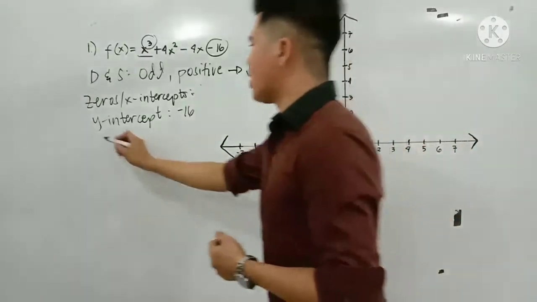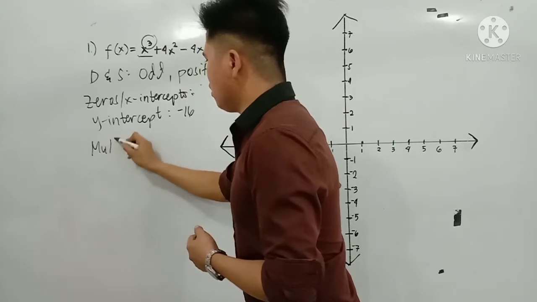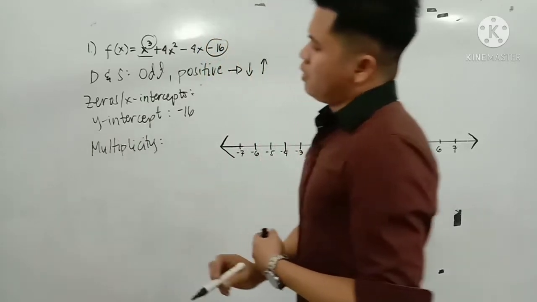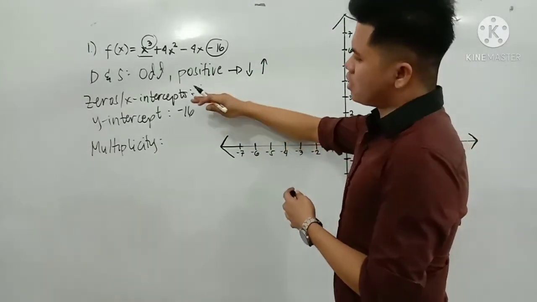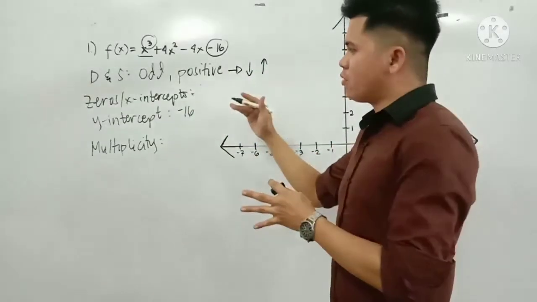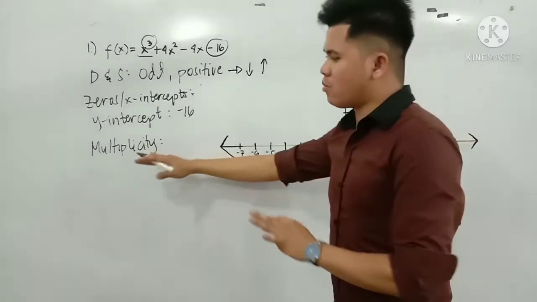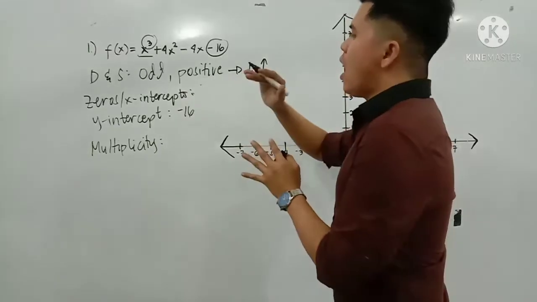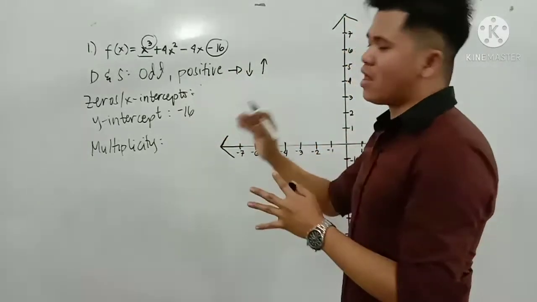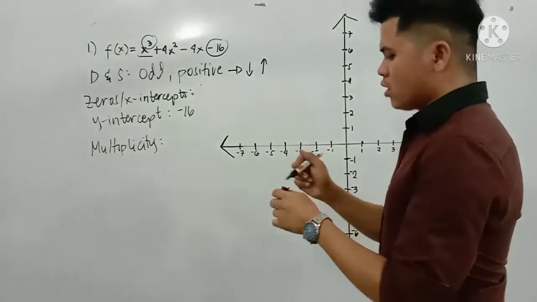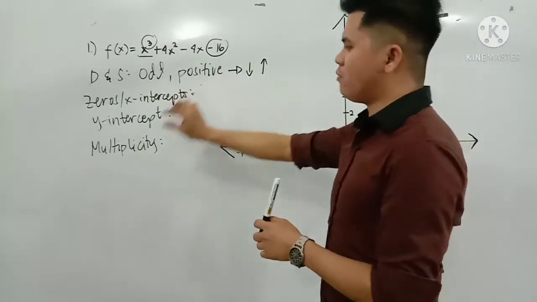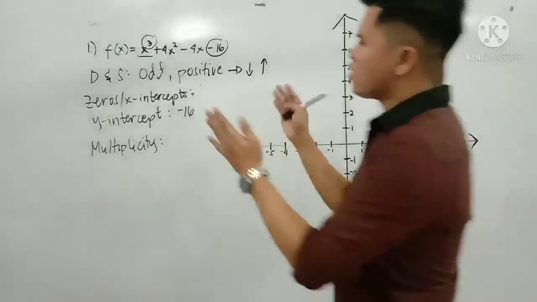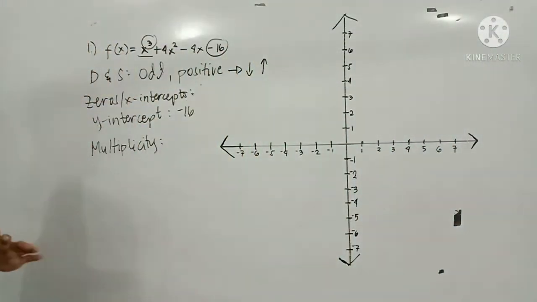Then the last important item that we must know is the multiplicity of the zeros. But since we do not yet have the zeros or the x-intercepts, we cannot find the multiplicity. It is because the multiplicity depends on how many times the zeros appear. So we have to know the zeros first, and then we can get the multiplicity. So now, let's find the zeros of this given polynomial function.